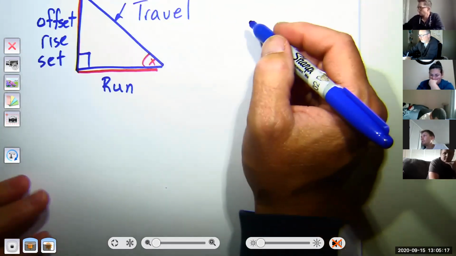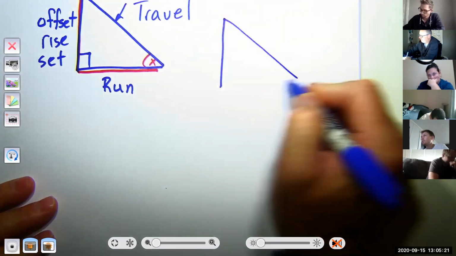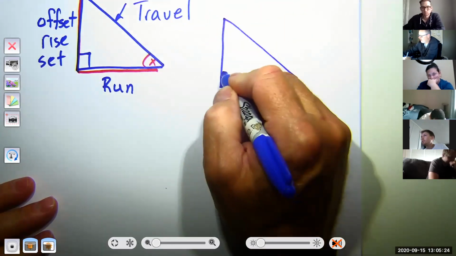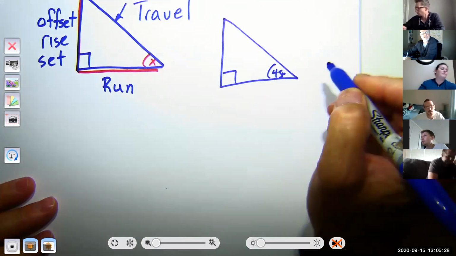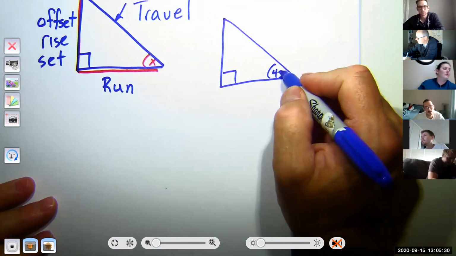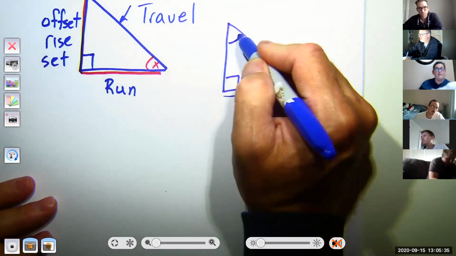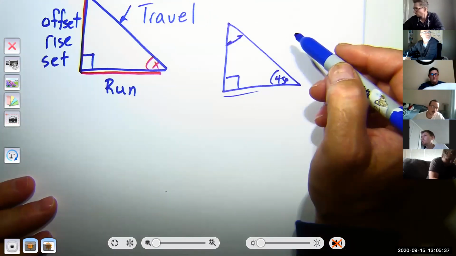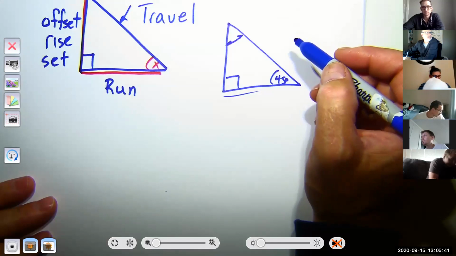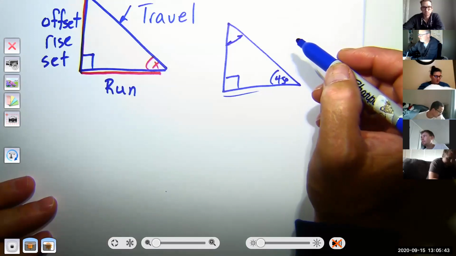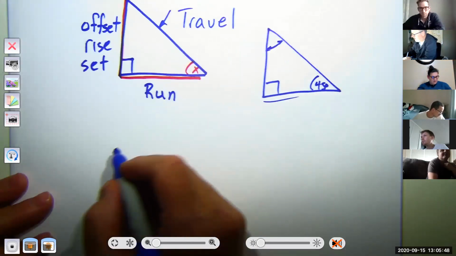So I'm going to make a statement here. If I had a right angle triangle and this angle was 45 degrees, that means this angle also has to be 45 degrees. Yes? Yep. So in a 45-degree right angle triangle, I'm going to write this out.